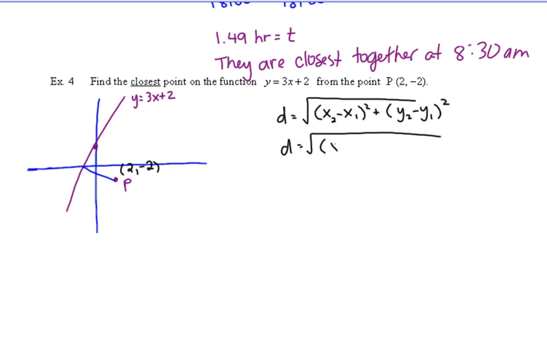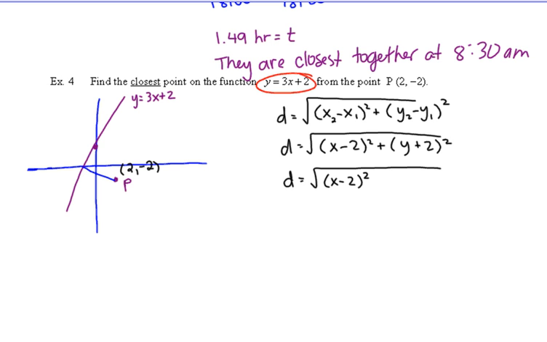Start: x minus 2 squared plus y, take away negative 2 becomes plus 2 squared. Are we ready to differentiate this? Because we want to minimize distance. No, why? There's 2 variables inside. How do we replace one of the variables? Y equals 3x plus 2. So we can replace y.